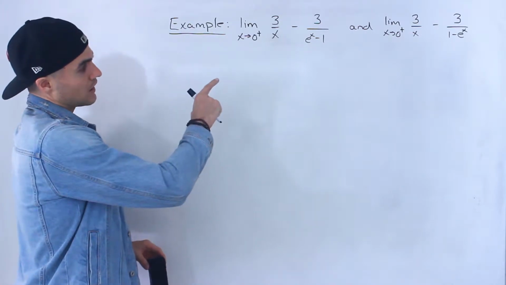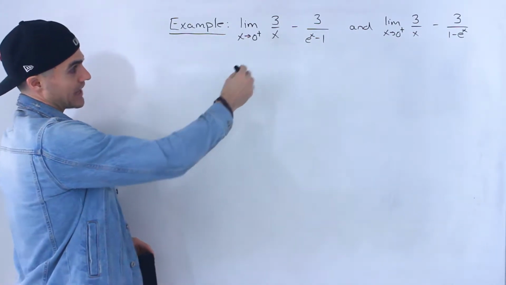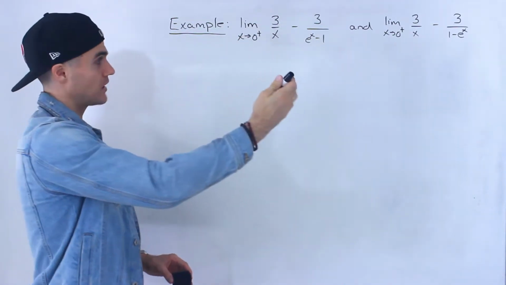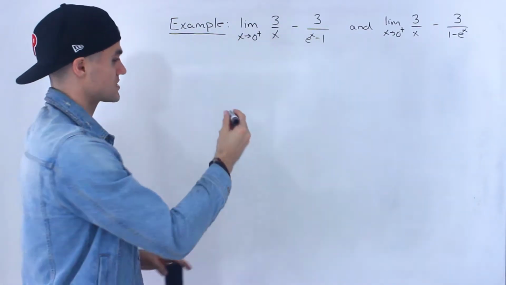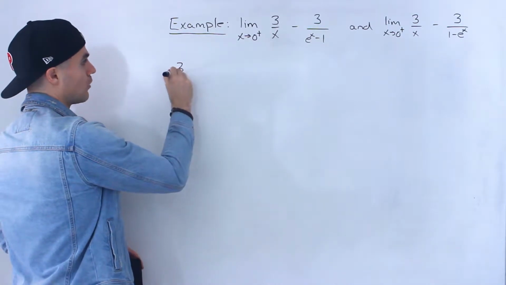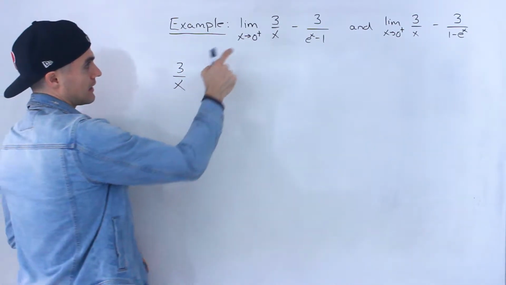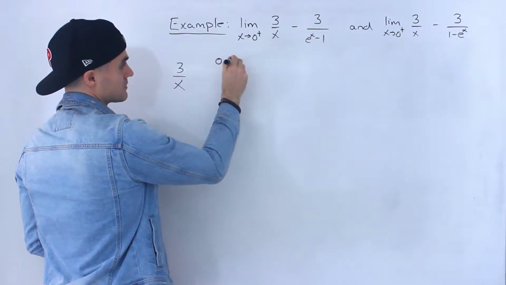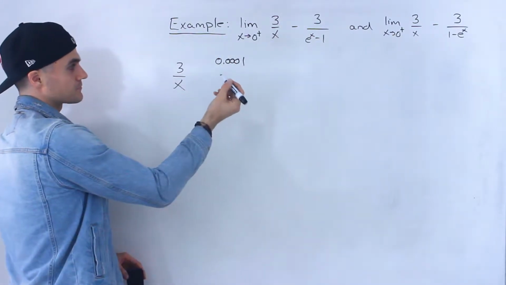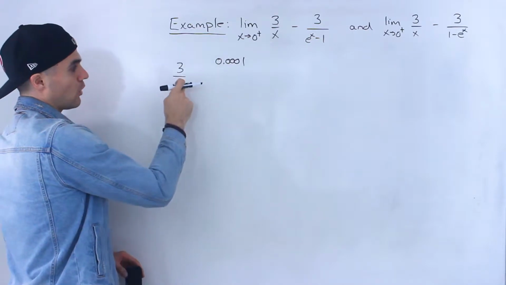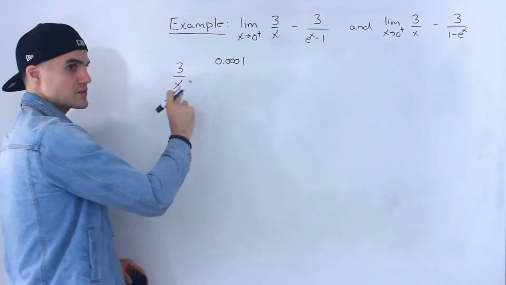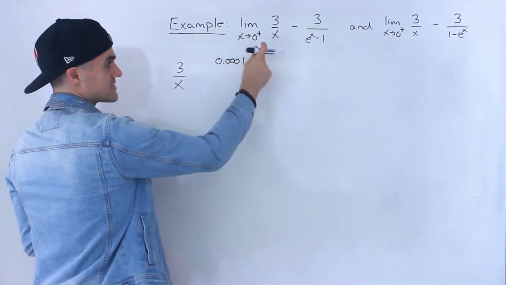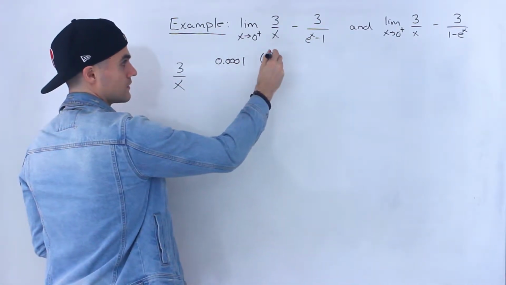First off, let's figure out what is actually happening to this function overall as we approach 0 from the positive side. So we'll look at each of these functions separately. Let's start with 3 over x. Now, as we approach 0 from the positive side, that's maybe like 0.0001, let's say. So we would have 3 over a very small positive number. So we know that this is going to go towards positive infinity.